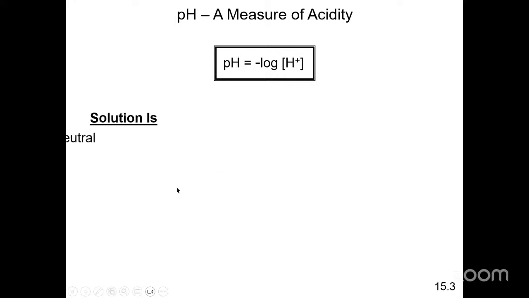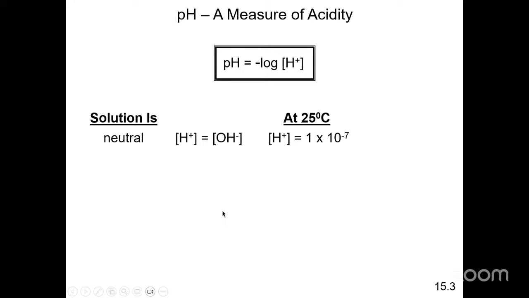So going back to what we said before, if the solution is neutral, then the concentration of H plus would be equal to the concentration of OH minus, which means that at 25 degrees Celsius, the concentration of H plus would be equal to 1 times 10 to the minus 7. If the concentration of H plus is equal to 1 times 10 to the minus 7, that means that the pH is equal to 7. So in a neutral solution, the pH is equal to 7.